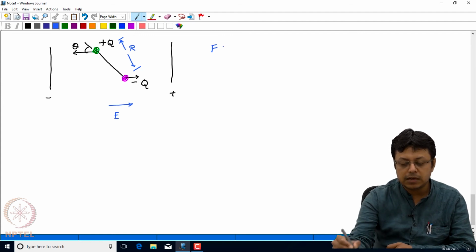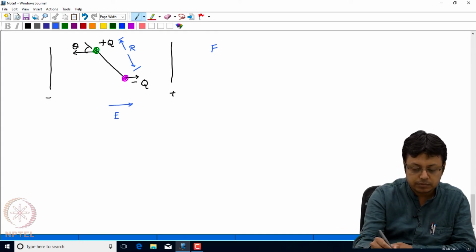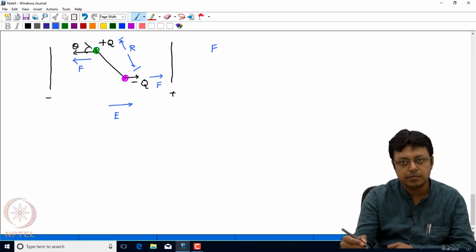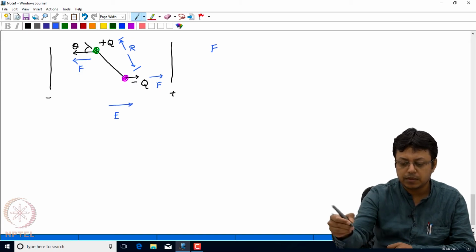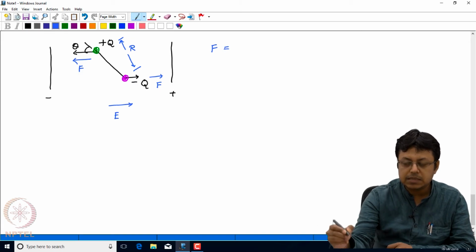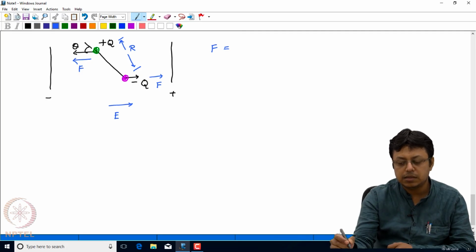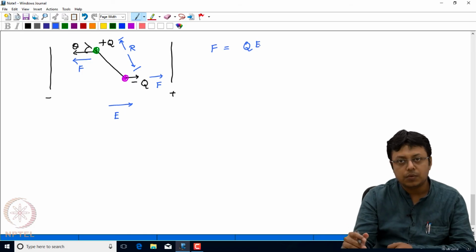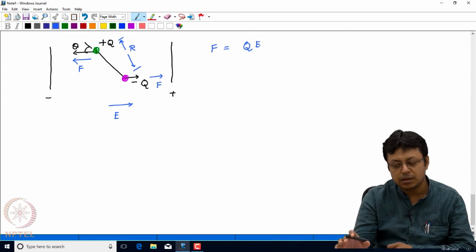Now, the force acting on this charge, for example the plus charge, will be in this direction, and the force acting on the negative end of the dipole will be in this direction. The magnitude of the force will be the charge times the field. If I write the charge as q and the electric field strength as E, the question is: what is the torque acting on this particular dipole?